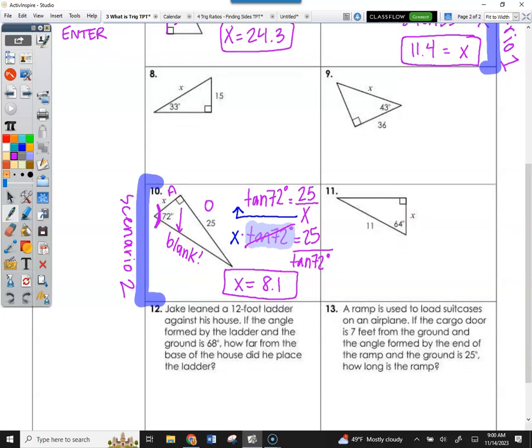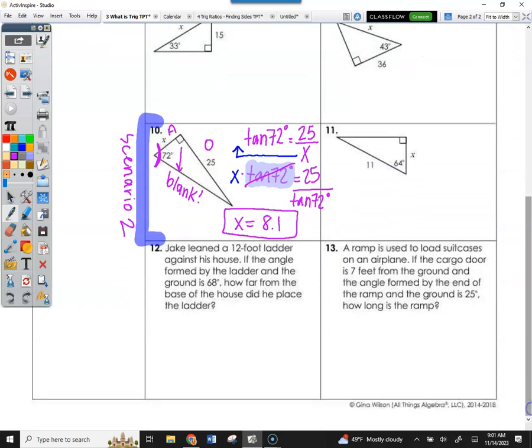I need you to do 8, 9, 11, 12, and 13. Once again, don't let the word problems scare you. What is our picture in every one of these problems? It's a right triangle, right? So you will have a right triangle. You just have to figure out how to label the triangle.